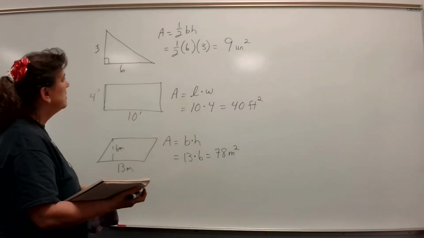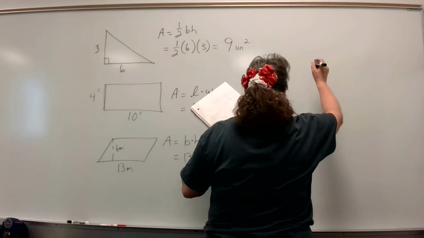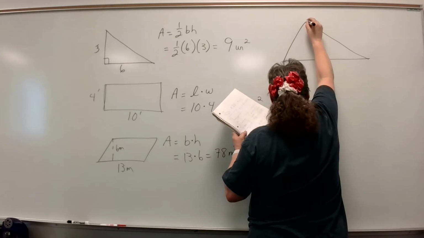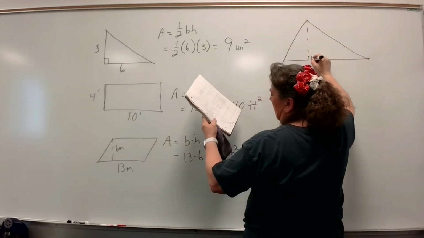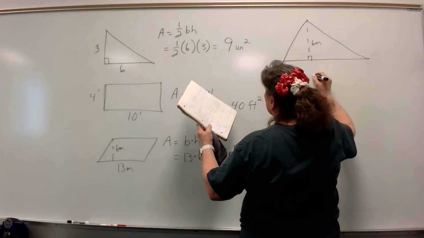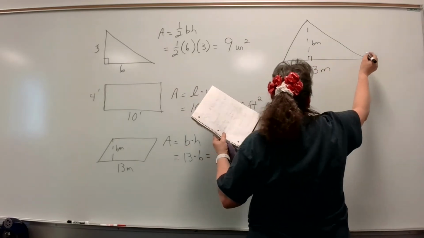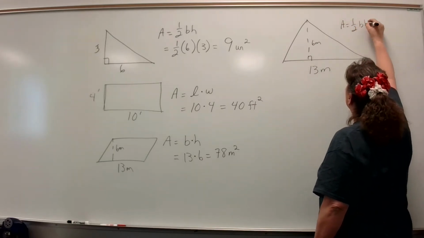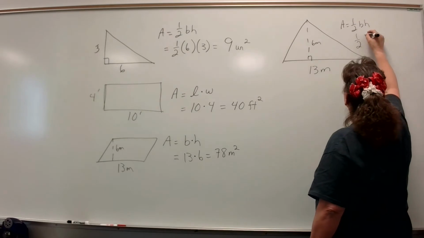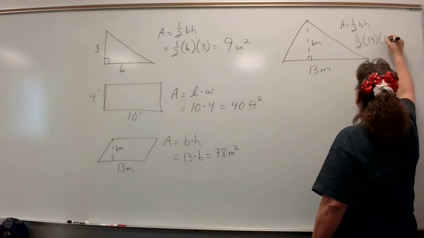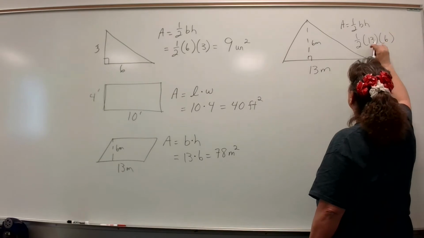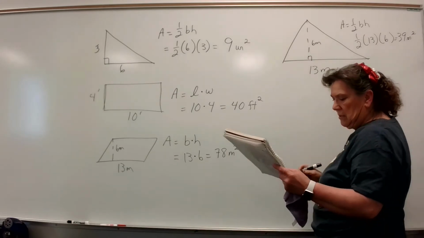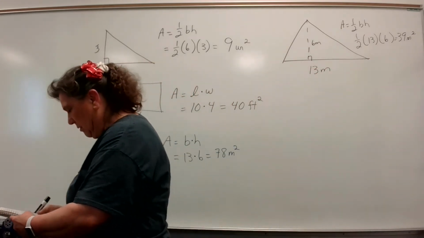But now let's do one more triangle. Six meters and 13 meters. Okay, remember your triangle, your area is equal to 1/2 base times height. So this is 1/2 times 13 times 6. 1/2 of 6 is 3, and 3 times 13 is 39 square meters is going to be your triangle.